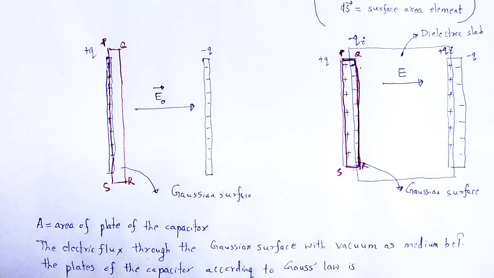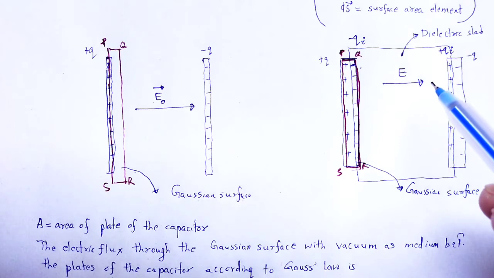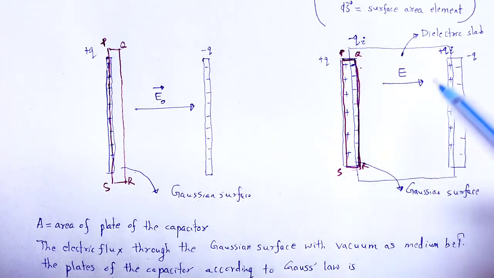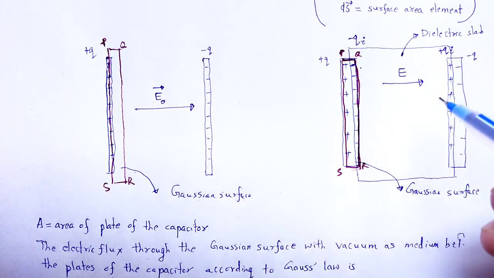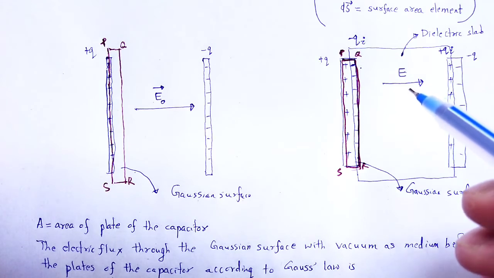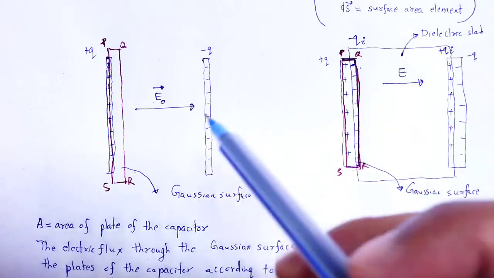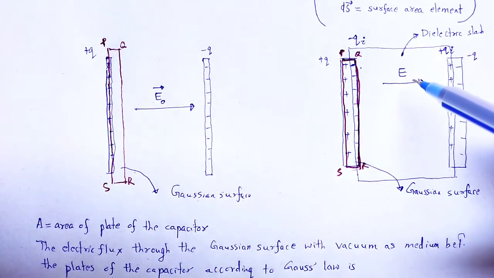Look here, since the dielectric slab is placed in between the parallel plate capacitor, the induced charges appear on the surface of the dielectric: here negative charge, here positive charge. These induced charges produce their own electric field, known as Ep, the electric field due to the polarization process, which opposes the external electric field E naught, and the net electric field within the dielectric is E.